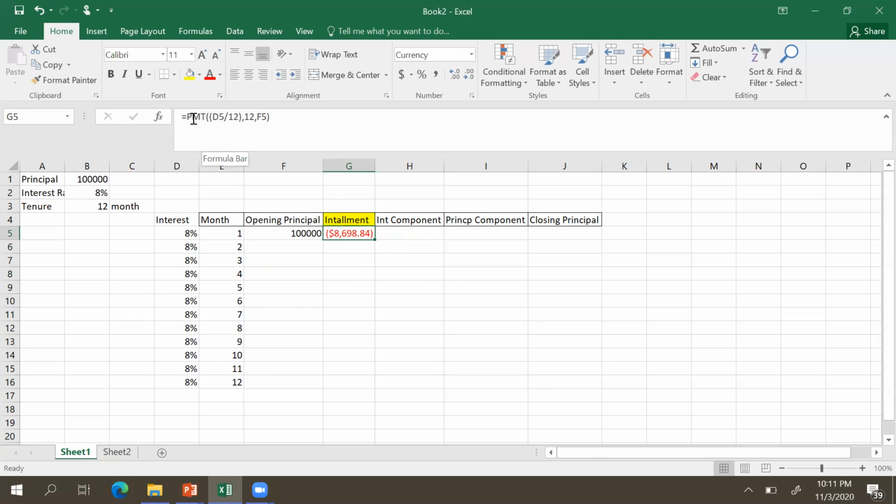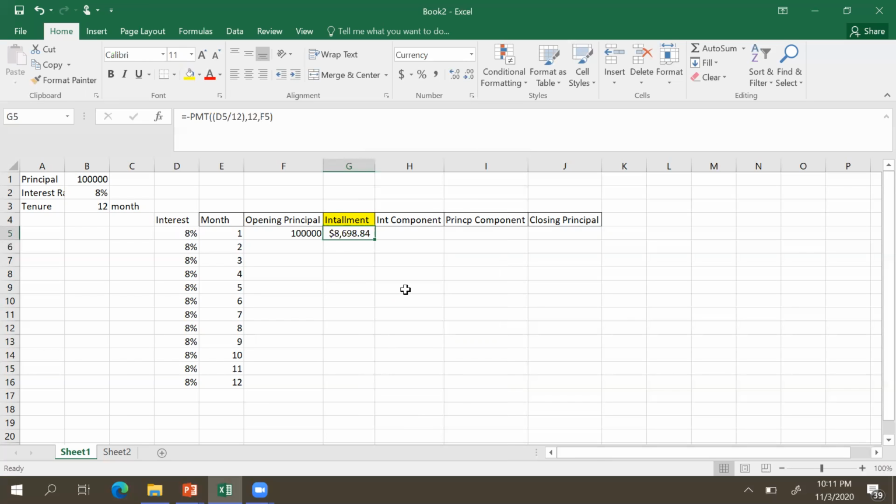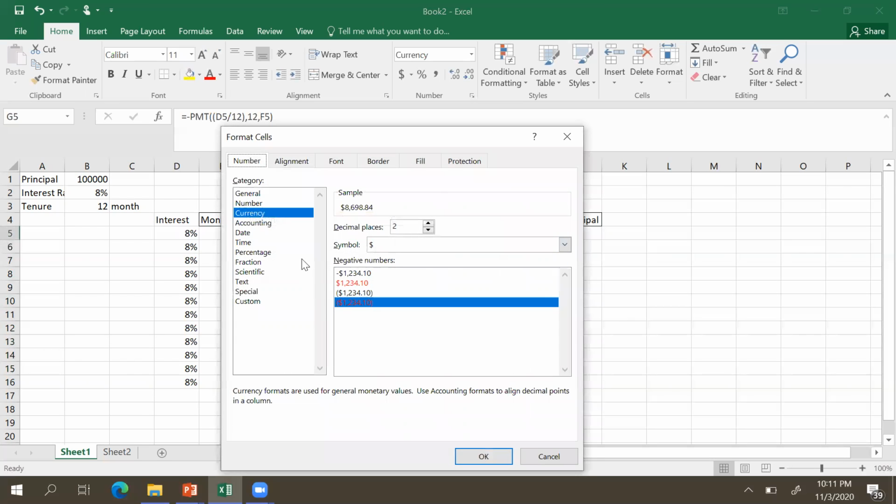Again, I will put the minus sign so that the loan was an outflow for the bank, but the EMI is the inflow for the bank, and vice versa for the bank's client or customer. We don't need the dollar sign. You can consider it or you can ignore it. No issues.